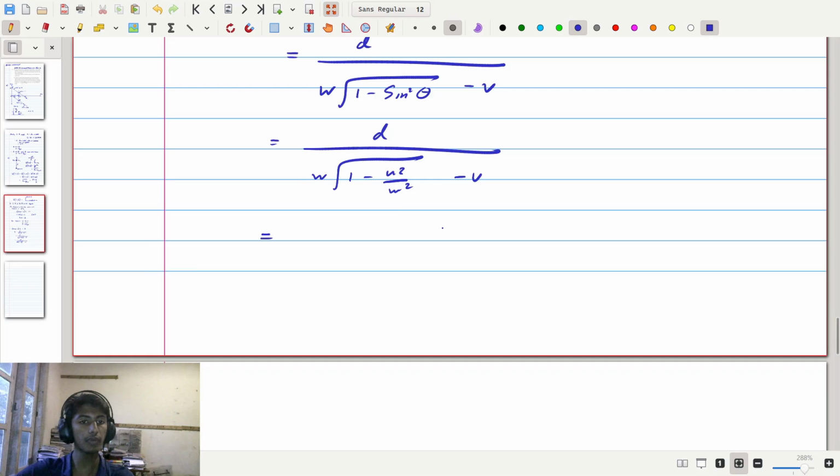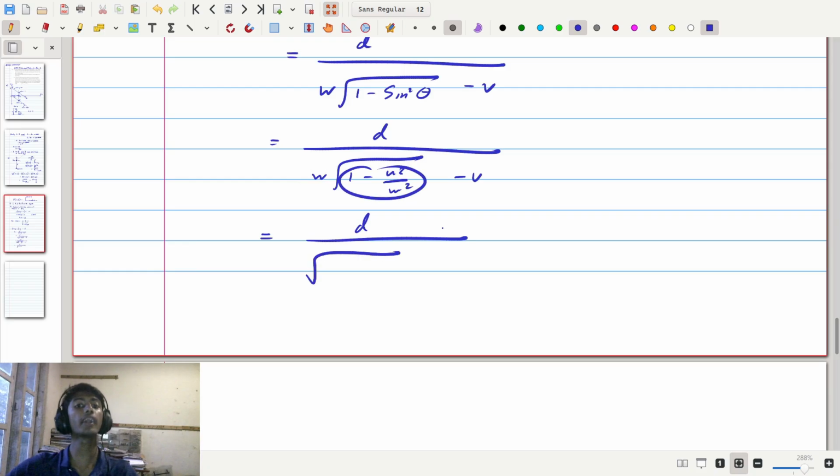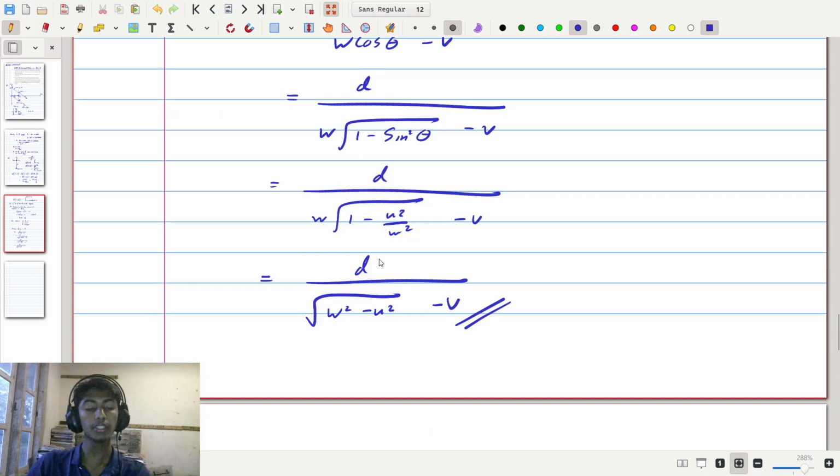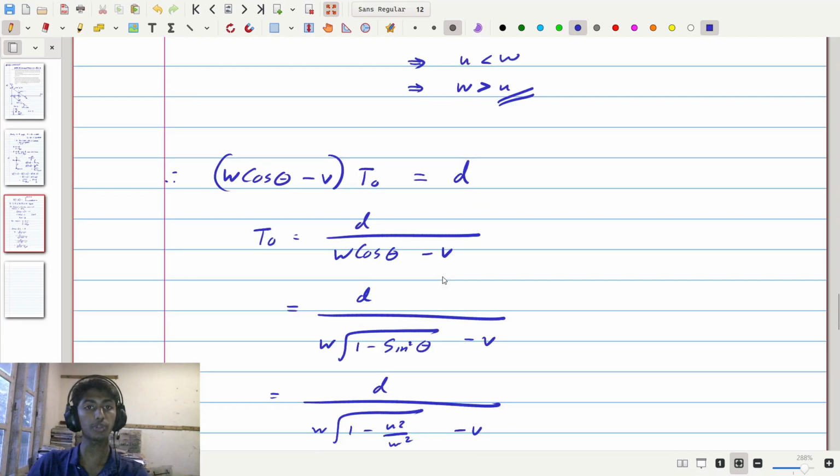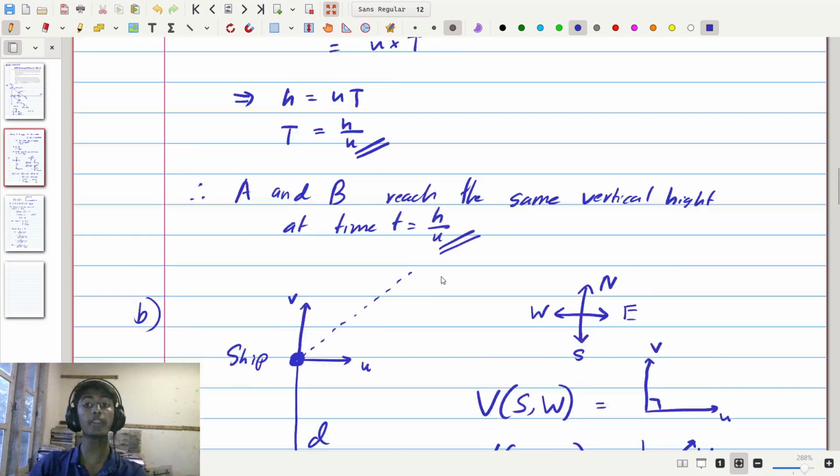So therefore if we do that, we can see we're going to get d over the square root, and on the inside we're going to have w turning into w squared. We're going to have w squared times 1 minus u squared divided by w squared, which is going to be w squared minus u squared. Since the w squared and this w squared would cancel out, we're going to have w squared minus u squared minus v. And therefore, this is going to be the time t0 taken by the torpedo to reach the ship and destroy it. So now that is going to be the end of this question.